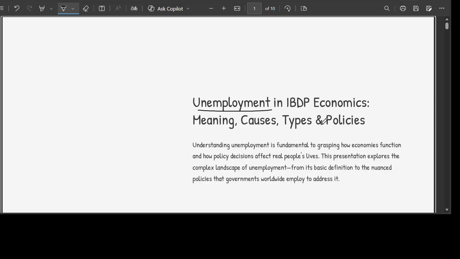Today's topic of discussion is unemployment, understanding its meaning, causes, types, and the policies to reduce or eliminate the situation of unemployment.